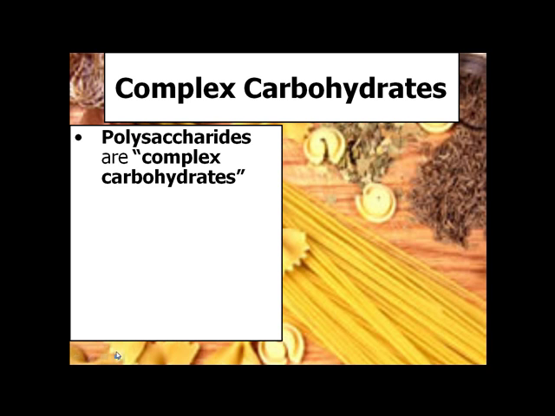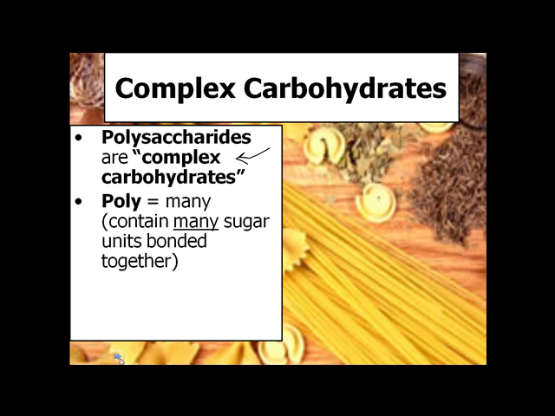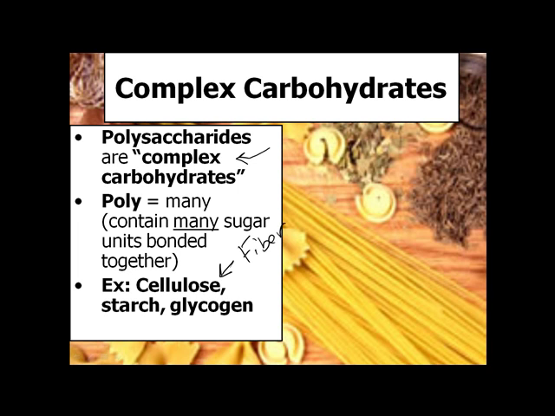So a polysaccharide, the term we've already learned in class, is a complex carbohydrate, because it has many pieces. We've studied cellulose, also called fiber, starch, which is a long chain of glucose molecules built by plants, and glycogen, which is somewhat the animal's equivalent of starch. It's another long chain of glucose molecules. So let's look at those three more closely.